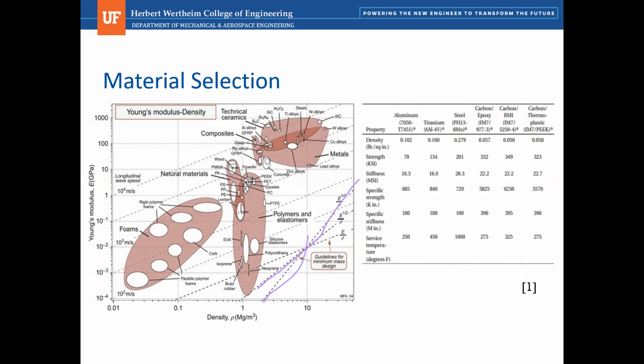Translating it to the left, we see that alloys of aluminum boast superior material qualities in terms of minimum mass design for tip displacement compared to, say, titanium and steels.